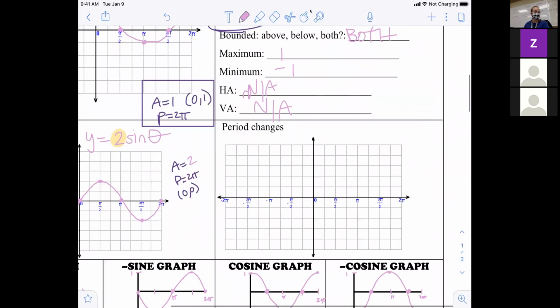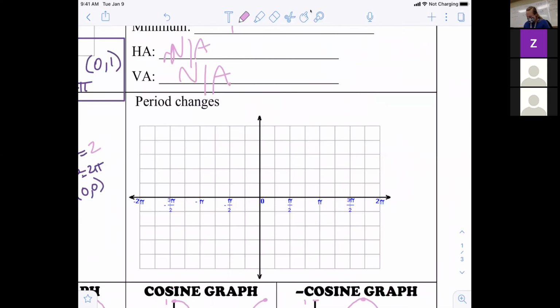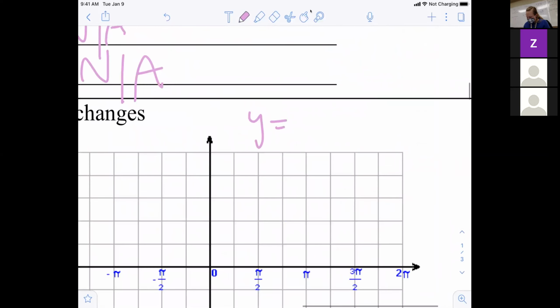Next is a period change, which I think is the harder one. Let's do y equals sine 2 theta. Do you see how that 2 is not in front? It's next to the theta. It's not in front of the sine. Whenever you have something affecting the x or the theta, that's doing horizontal stuff. It's changing my x. Anything that's out front changes my y. It changes my vertical shifts or changes or whatever.